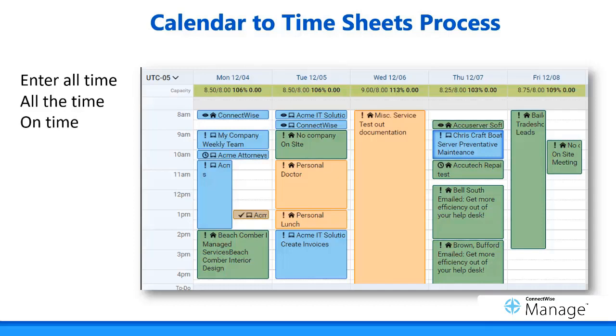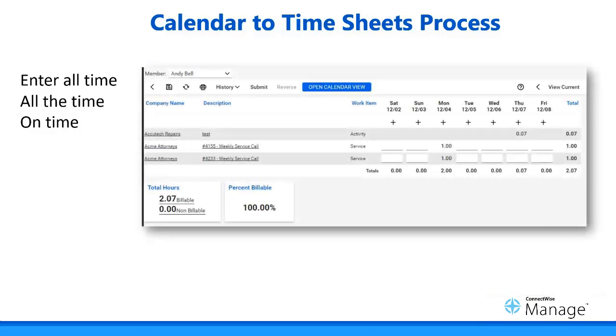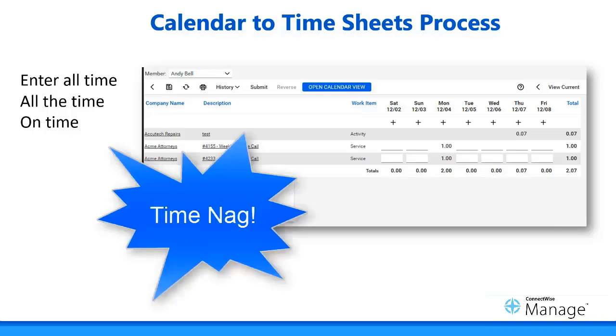This technician, Andy Bell, has a full calendar, but he hasn't been entering time every day, so his timesheet is not ready to submit. This timesheet will need a lot of entries added to complete the 40 hours for the week. However, when you enter your time every day, you won't have to enter much in your timesheet. Andy could benefit from an email reminder to enter his time for the day. We call that a time nag that you can set up to prevent this.